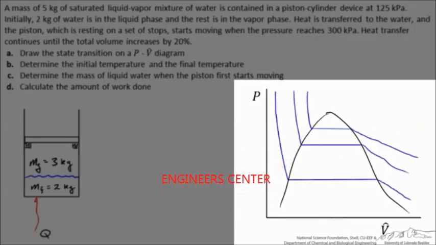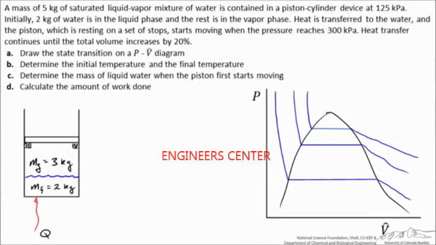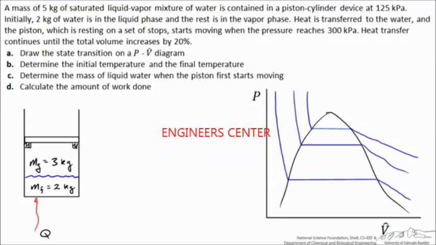So here are correctly drawn isotherms. I've drawn it for 3 different temperatures. So we want to draw the state transition on this PV diagram. And there are 2 things that occur. The first is heating under constant volume before the piston is able to rise. And then the second one is heating at constant pressure.